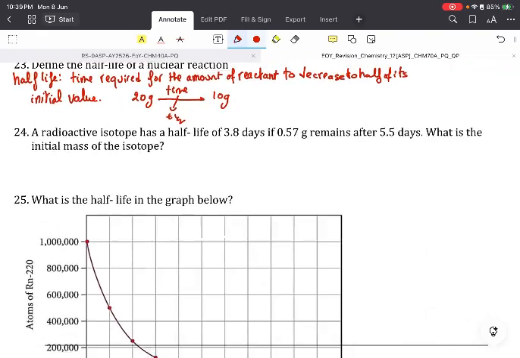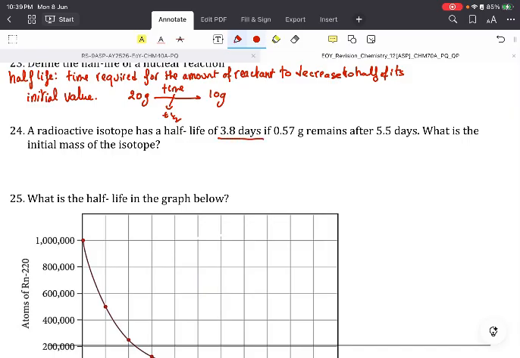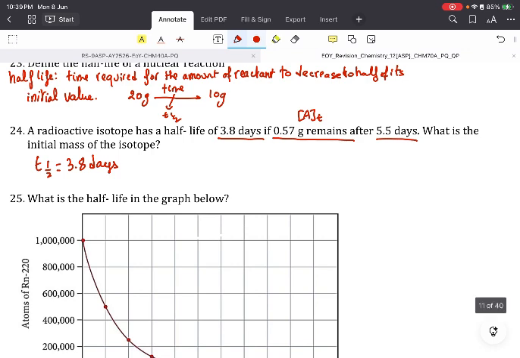A radioactive isotope has a half-life of 3.80 days. So T half is 3.8 days. If 0.57 grams remains, so that is A at time T, after 5.5 days, so that is T. What is the initial mass, which is A0?